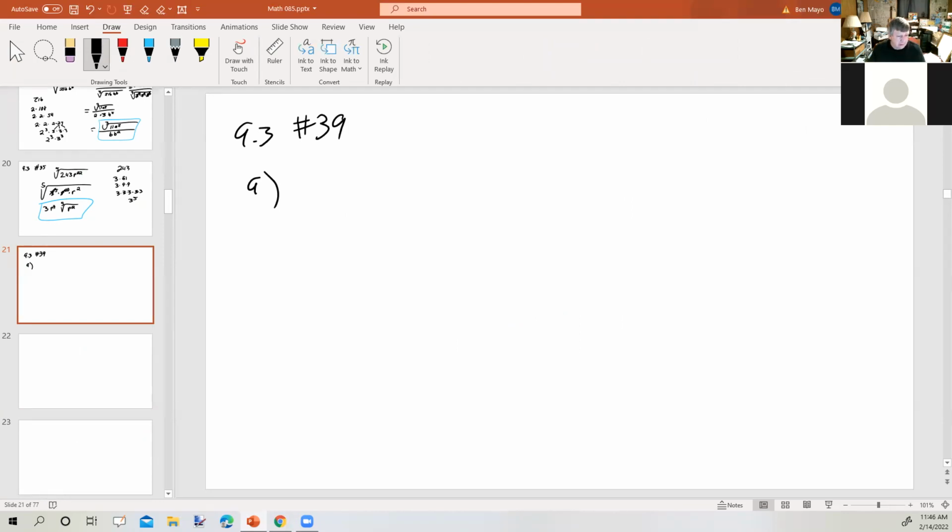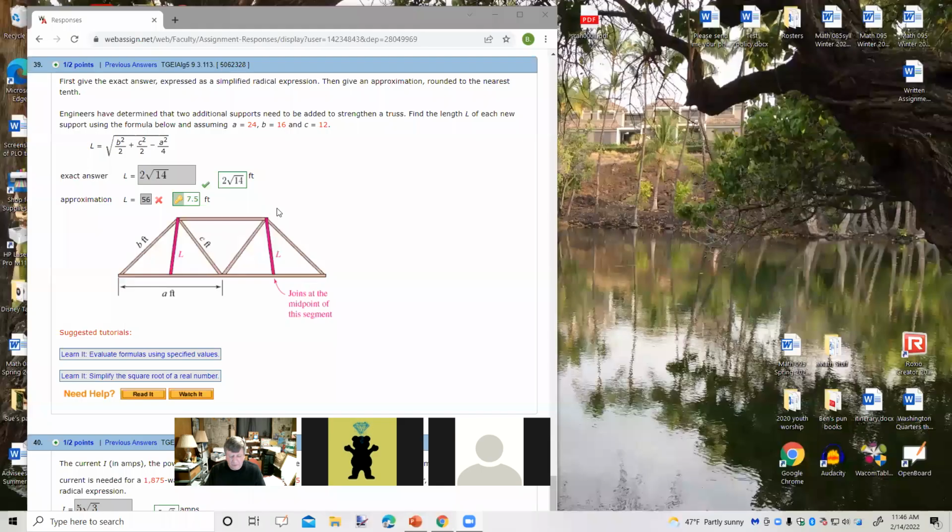All right. And 39. Let's take a look at the picture. It says, first give the exact answer expressed as a simplified radical expression, then give an approximation rounded to the nearest tenth. Okay. It says, engineers have determined that 2 additional supports need to be added to strengthen a truss. Find the length L of each new support using the formula below and assuming A is 24, B is 16, and C is 12.